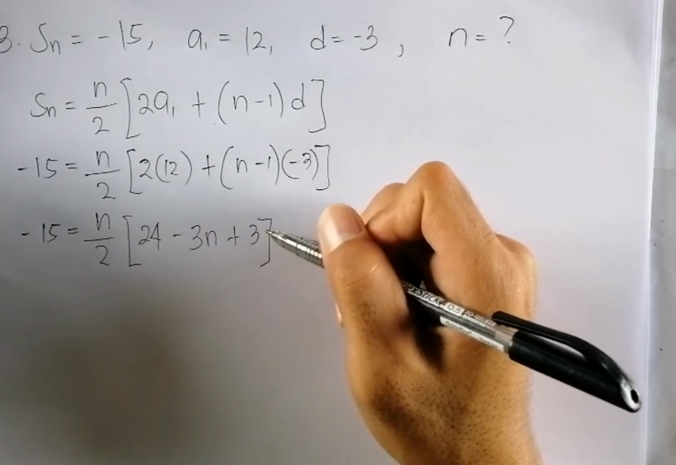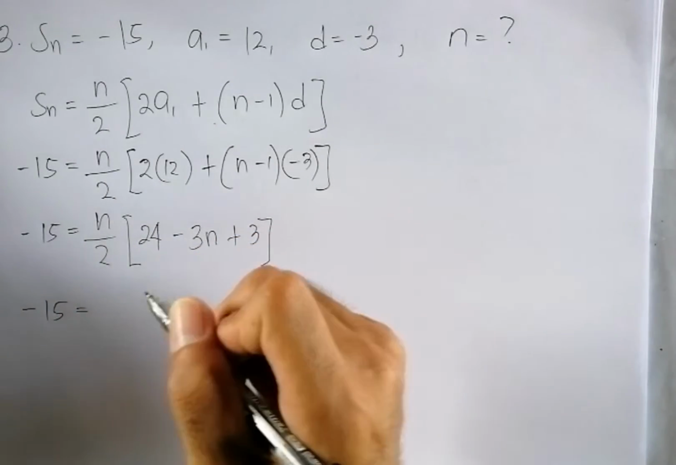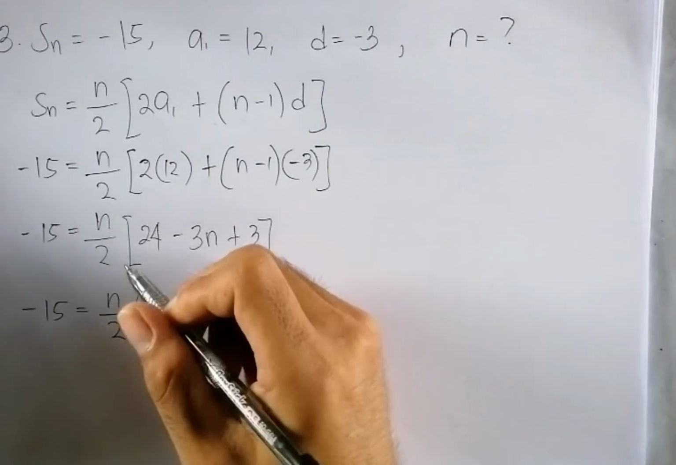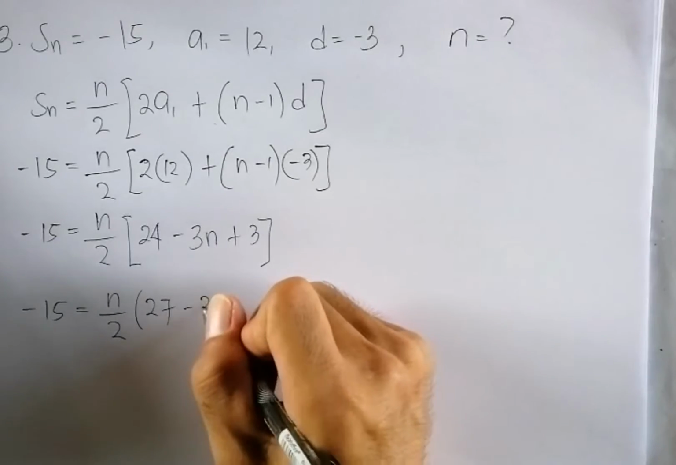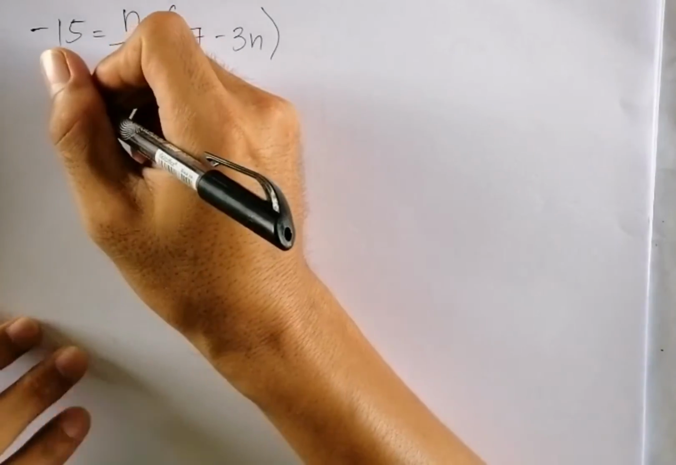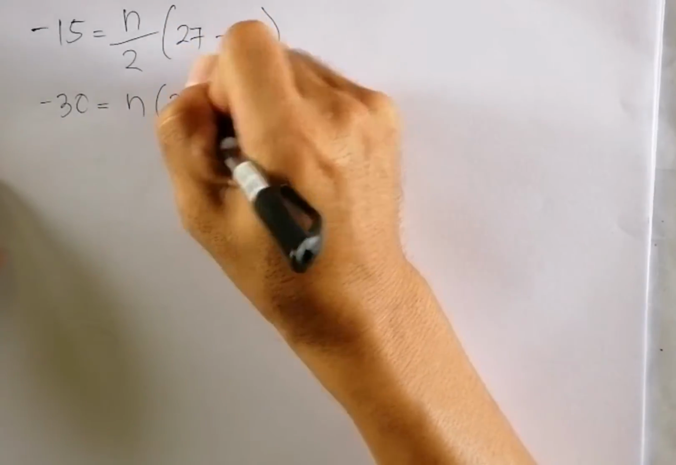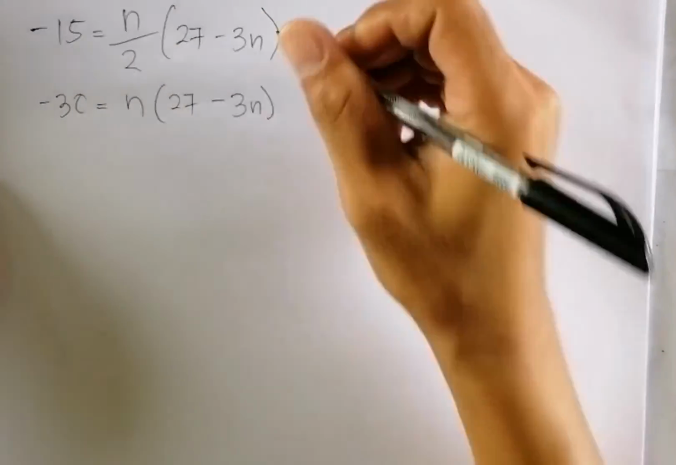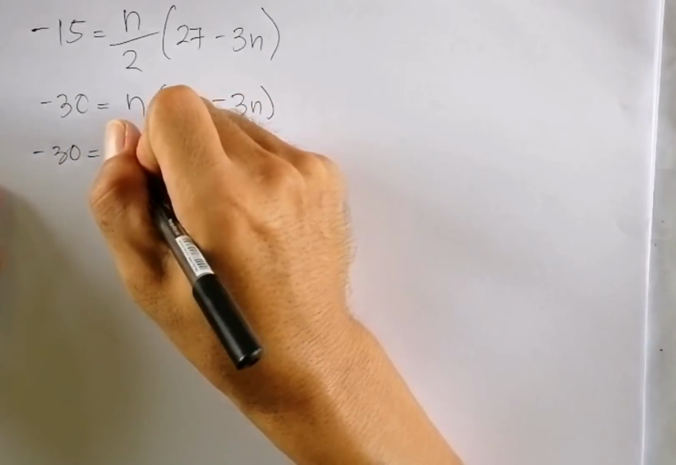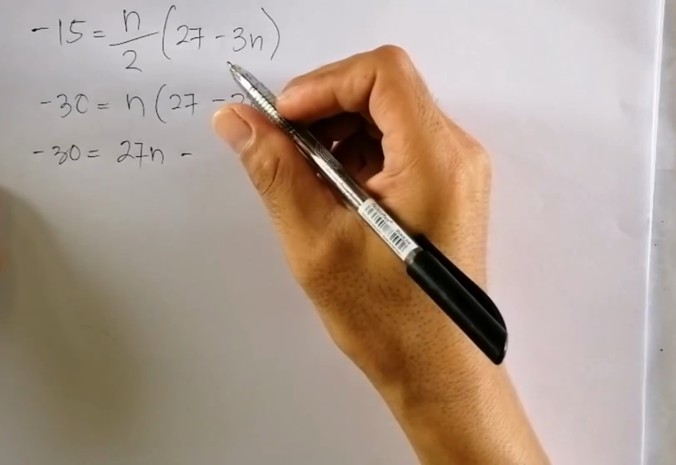So copy negative 15 is equal to n over 2, then 24 plus 3 is 27 minus 3n. Apply the cross multiplication. So we have negative 15 times 2, that is negative 30, is equal to n times the quantity of 27 minus 3n. So next we have negative 30 is equal to distribute. So n times 27, that is 27n. Then n times negative 3n, that is negative 3n squared.